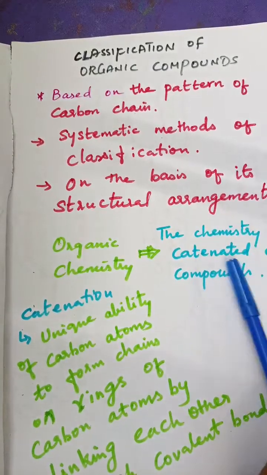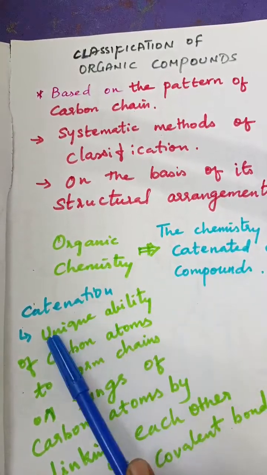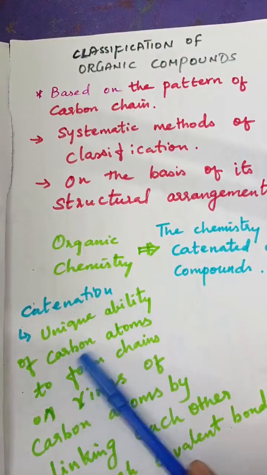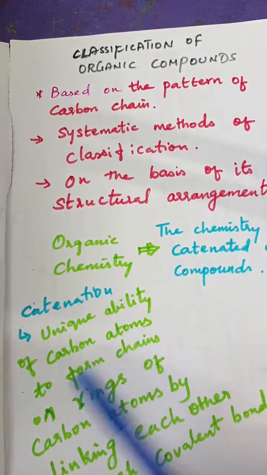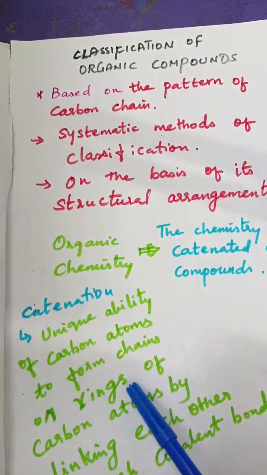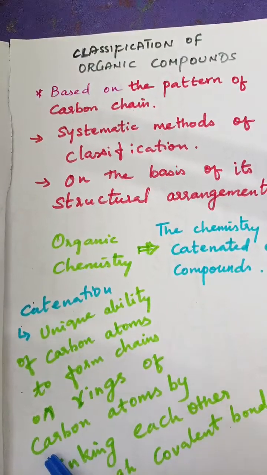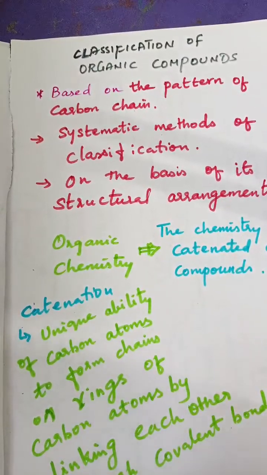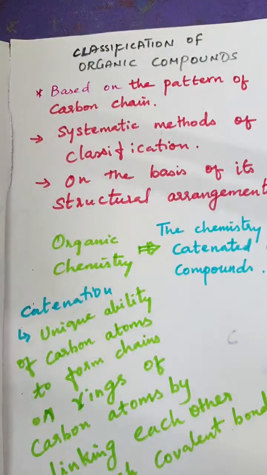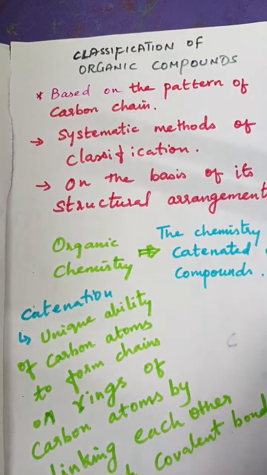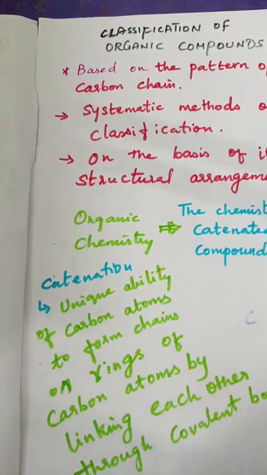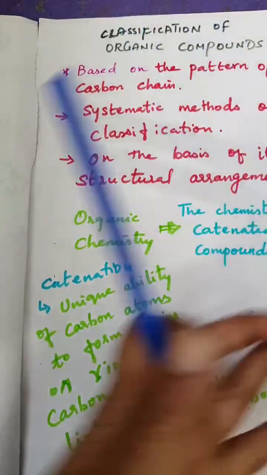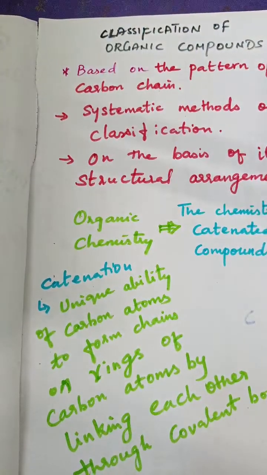So what do you mean by catenation? Just now I told you, it is the unique ability of carbon atoms to form chains or rings by linking with each other. They have the property to link with each other through the covalent bond. So what is a covalent bond? You can comment and tell me.